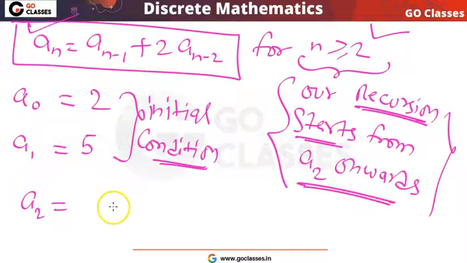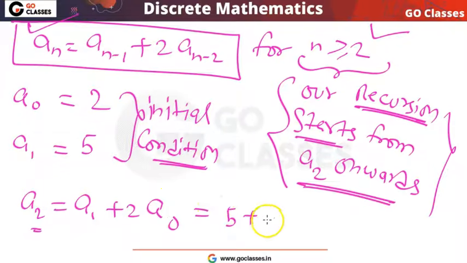We can very easily find a2. That is the previous term a1 plus 2 times a(n-2). You can see n is 2, so that will be a0. So finally, a2 is 5 plus 2 multiplied by 2, that is 5 plus 4, so that will be 9.